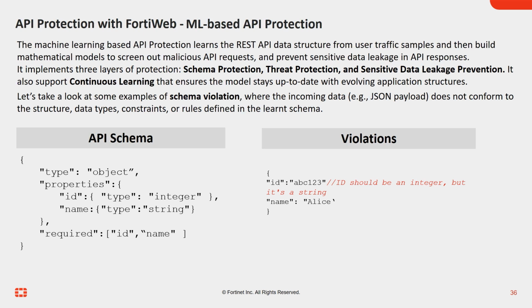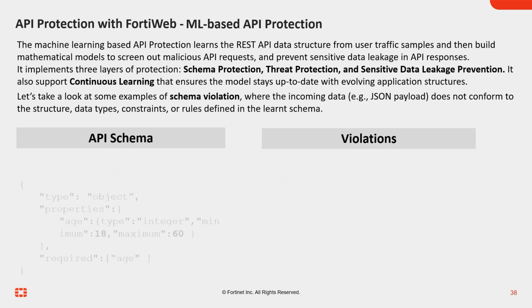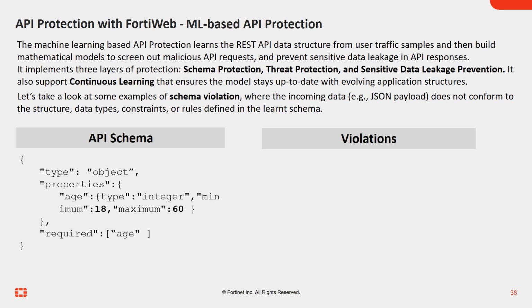Another violation example is that the incoming request is missing the name property, violating the schema, which states that both ID and name are mandatory. Here is an example of minimum or maximum limits defined in the schema. A request with the age value 16 violates the minimum constraint, while another request with the age value 65 exceeds the maximum constraint. FortiWeb detects these violations to ensure API data stays within the defined limits.